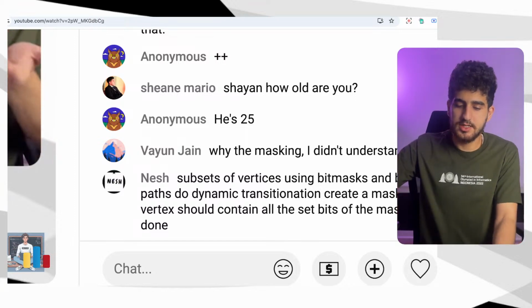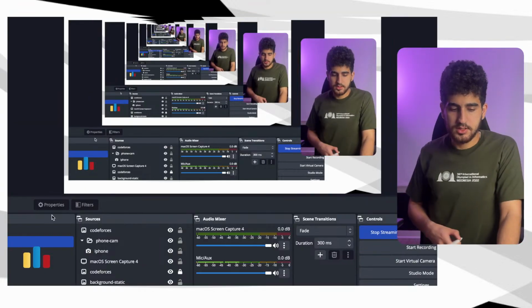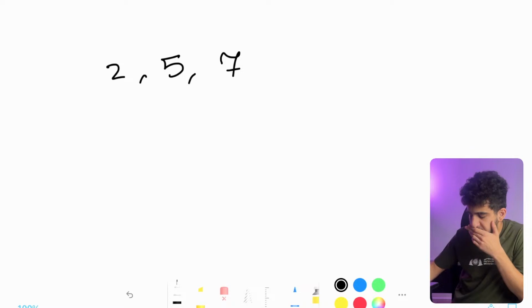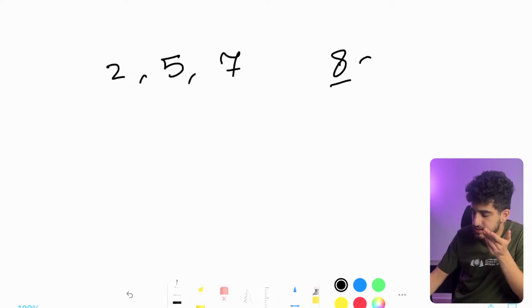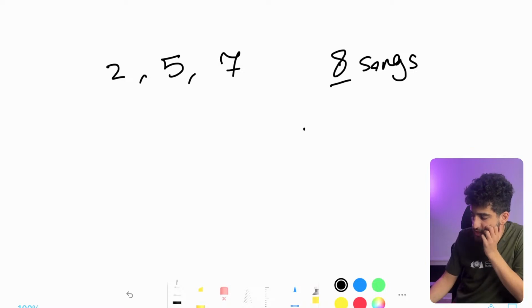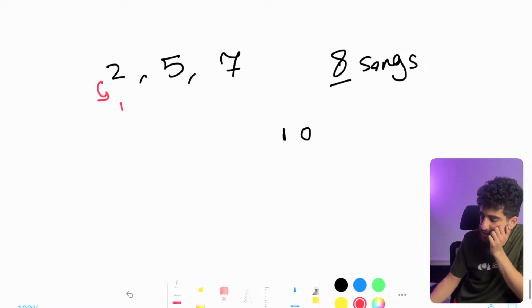Okay, so if I have song number 2 and song number 5 and song number 7, it means that the binary representation, and assume that we have, for example, 8 songs in total, will look like this. We have to make it 0-based first. So 2, 5, 7 is 1-based. To make it 0-based, it would be 1, 4, and 6.